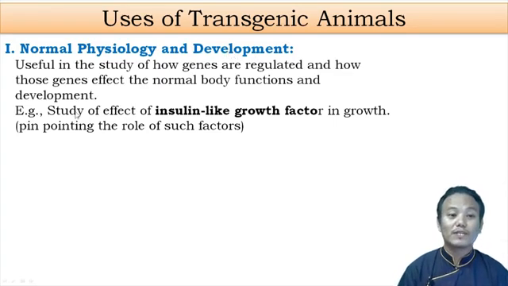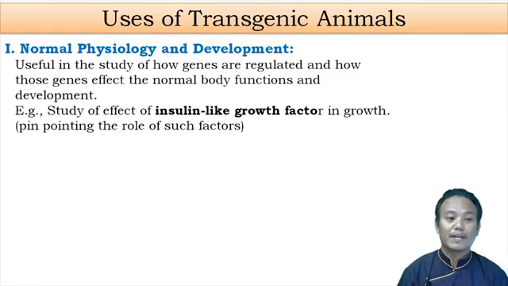For example, if you want to study the effect of certain growth factors such as insulin-like growth factor in the growth process, you can create a transgenic animal in which the gene responsible for the synthesis of insulin-like growth factor is altered, and then you can study the effect of such alteration on the animal's growth process. Such a study will help us pinpoint the role of insulin-like growth factors. Otherwise, we wouldn't be able to tell what their role is in the growth process. We can delete or alter that particular gene within the transgenic animal and see the effects of such genetic alterations. So transgenic animals are useful in the study of normal physiology and development.